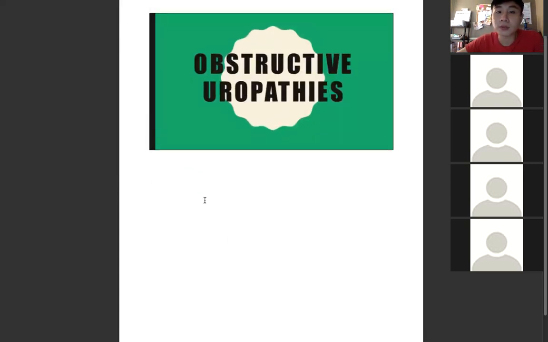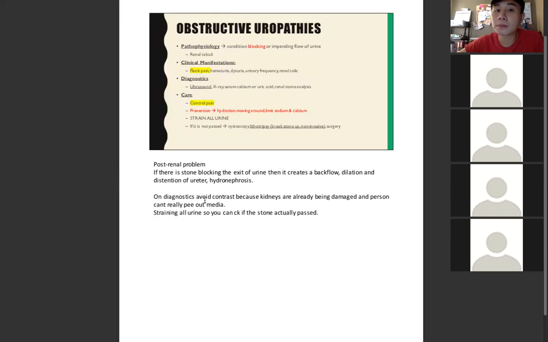All right, obstructive uropathies. So this is the last part, which is the C part, the post-renal injury part. Obstructive uropathy is basically blocking or impeding the flow of the urine. This includes renal calculi. Clinical manifestations include flank pain, hematuria, dysuria, urinary frequency, and renal colic. Flank pain is highlighted because it's a hallmark for all of the kidney issues. So whenever we have pain in our flank or groin area, yes, it's kidney issues most of the time.